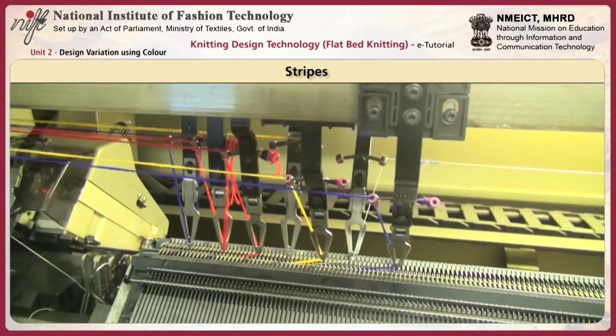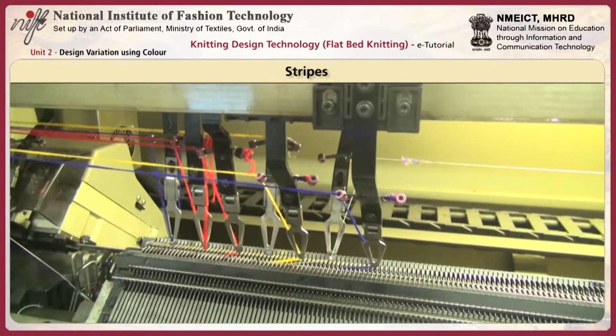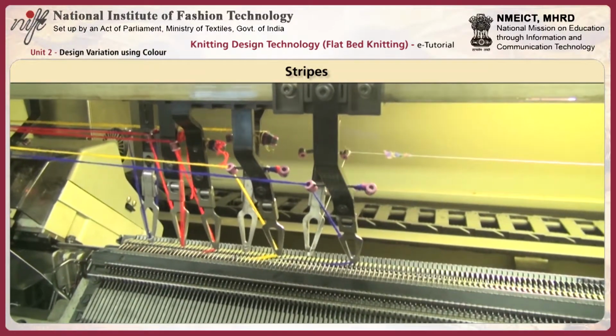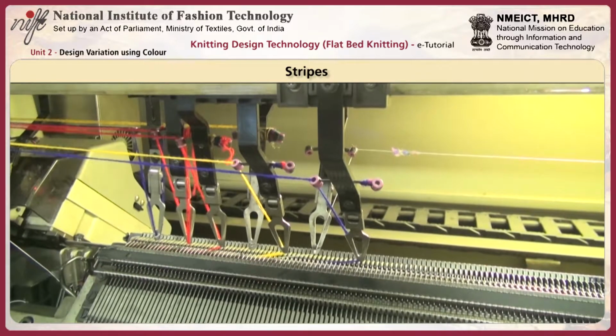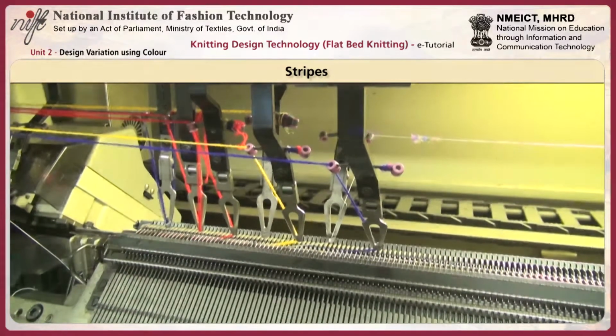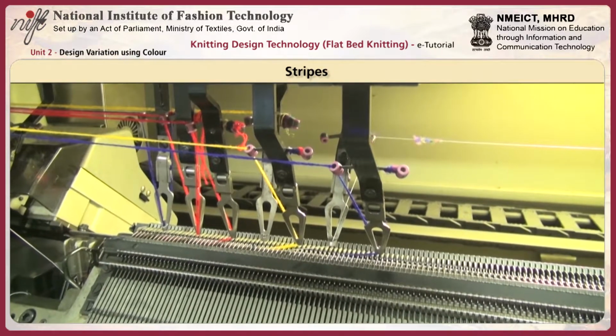It is also interesting to know that vertical stripes are not possible in weft knitting machines using the standard stripe method. If we need to create a vertical stripe, we can use Jacquard, Intarsia or plating technique.